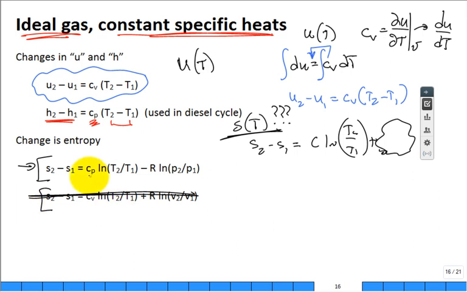And it says, oh, C sub P natural log of T2 over T1 minus R natural log of P2 over P1. So it depends on how your temperature changes as well as how your pressure changes. All right. Do you remember this equation? Yeah? All right, very good.